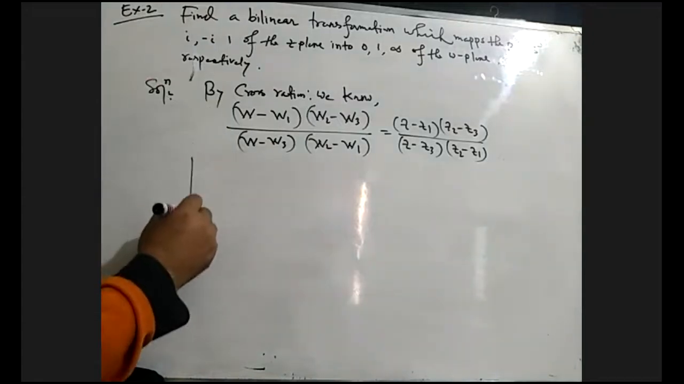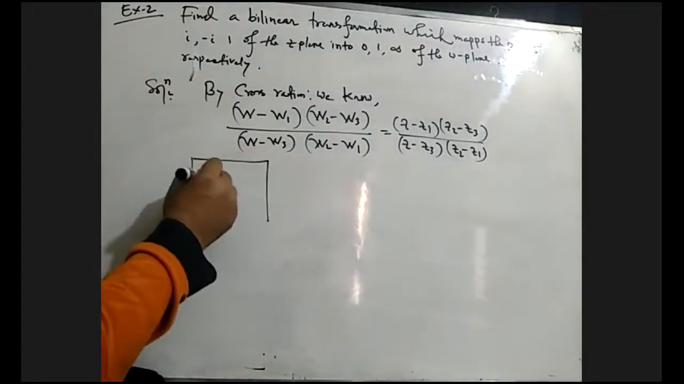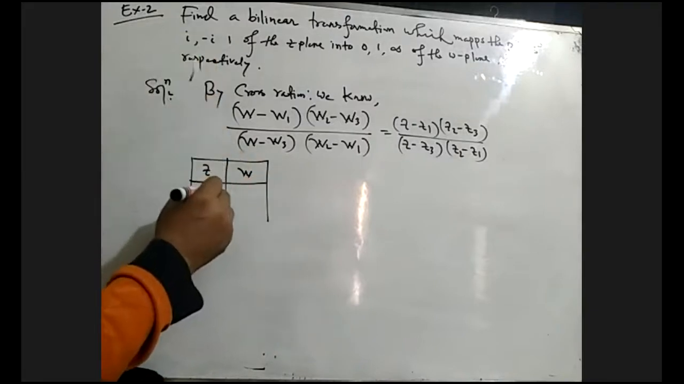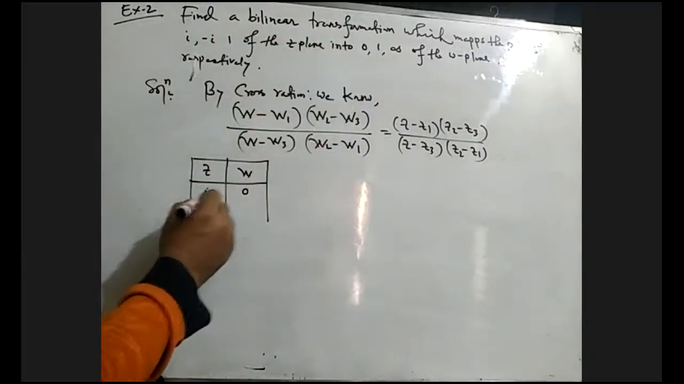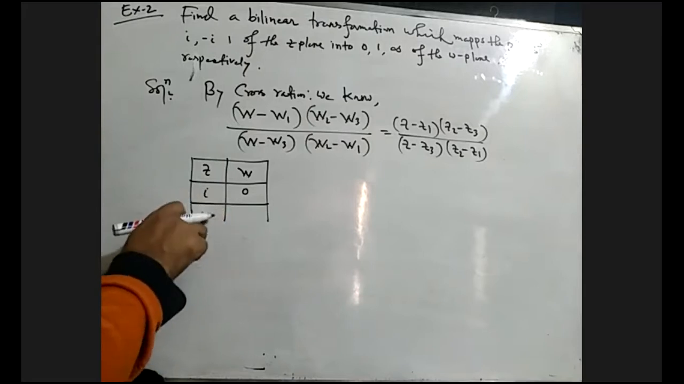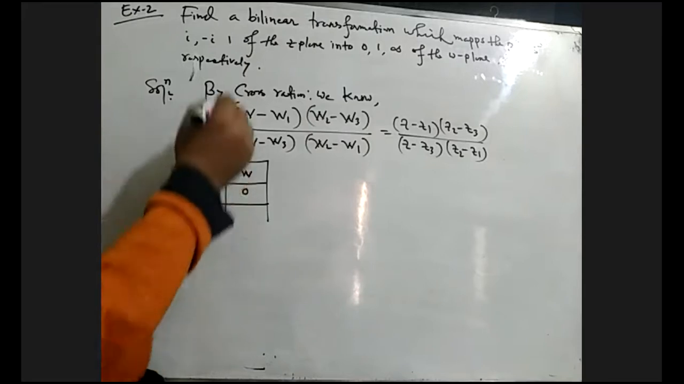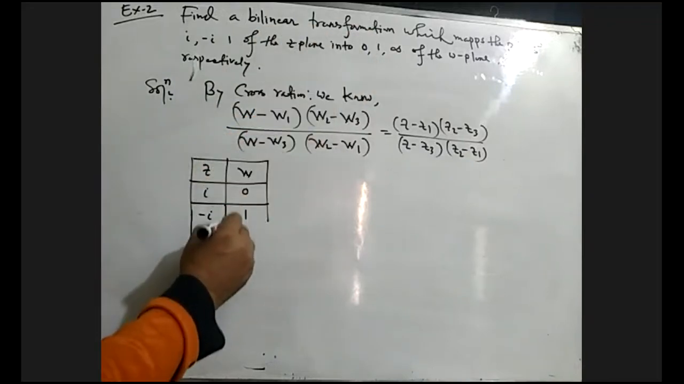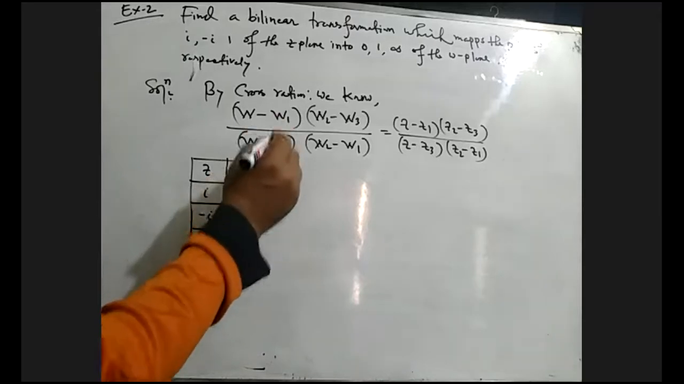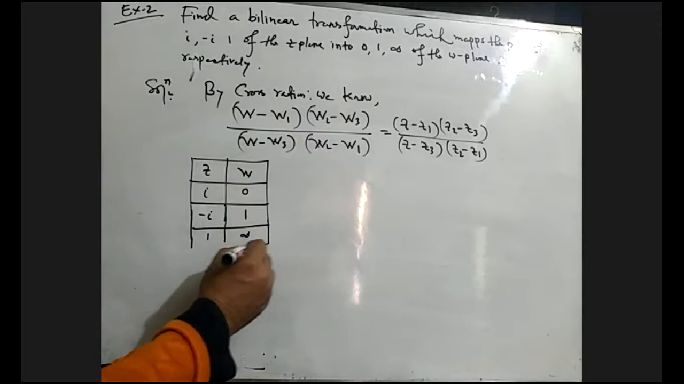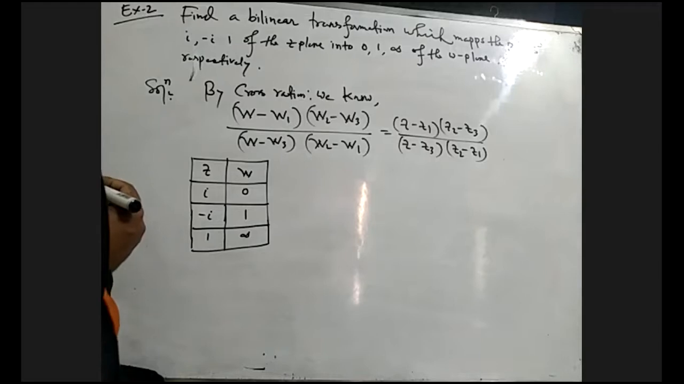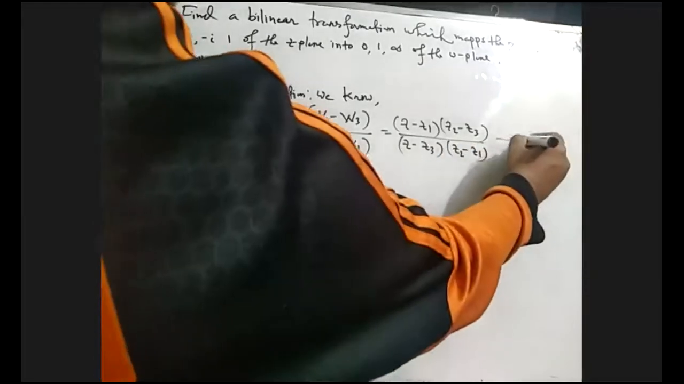From the given points, Z points and W points. For Z points, i image points will be 0. Now another one, for minus i, image points will be 1 in the W plane. Now if 1 in the Z plane, then infinity will be in the W plane. So this is equation number 1.